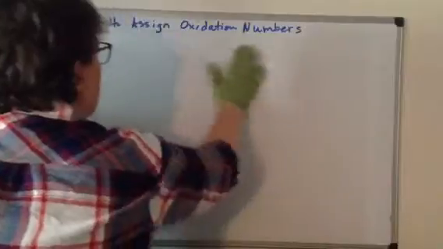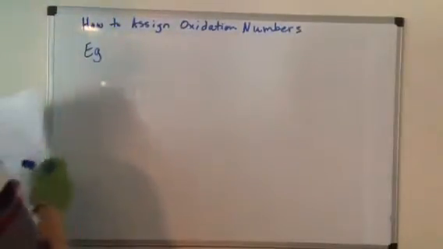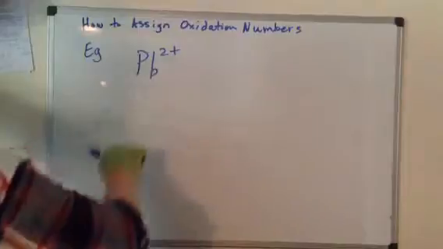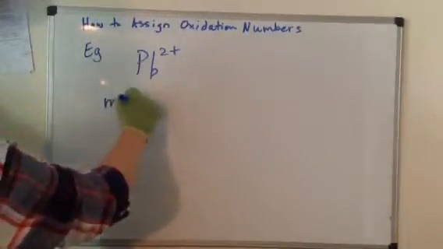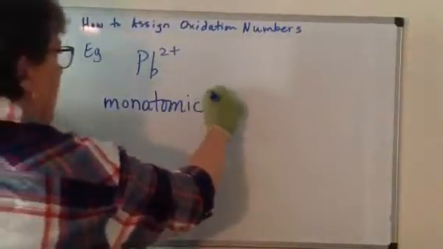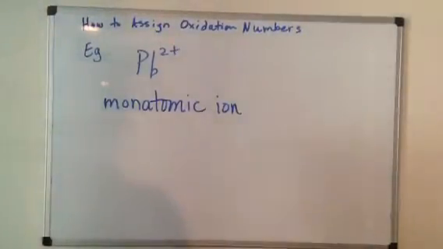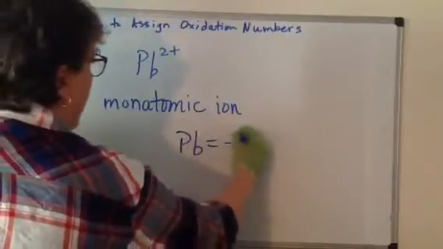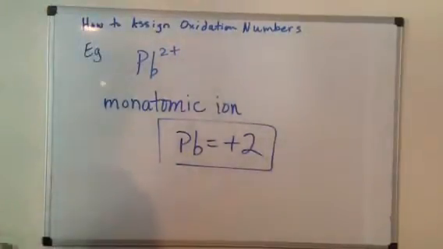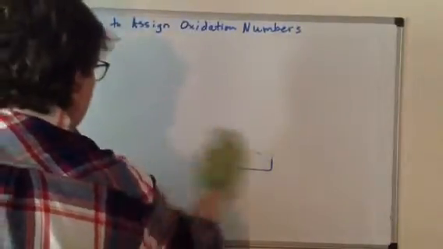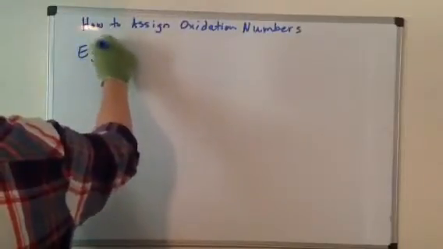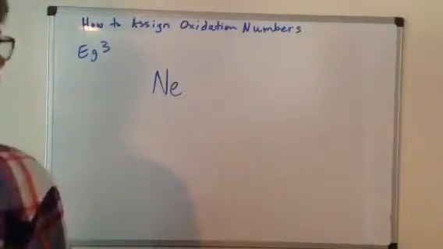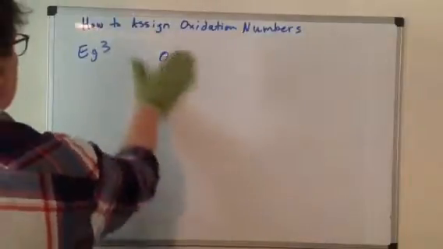Example 2. This is a one atom ion, monatomic ion. So for monatomic ions, this is rule 2. The oxidation number of lead is simply the charge on the ion. It's a +2. You're done. Example 3. Oxidation number of neon, it's the element, 0. That's rule 1.